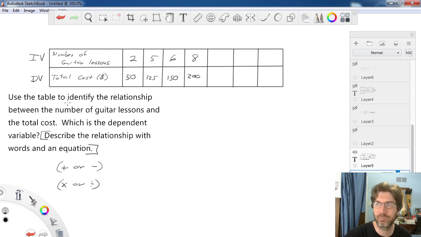Yes, there are other operations in math. You might have square roots. You might have exponents. You might have logs. You might have cube roots and stuff like that. There might be a whole bunch of different ways to go from 2 to 50. You're pigeonholed in this lesson to either be adding or subtracting or multiplying or dividing. You're not going to be doing both. It's going to be one or the other for this lesson.